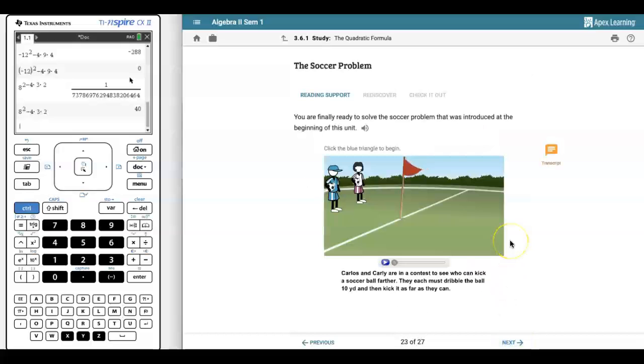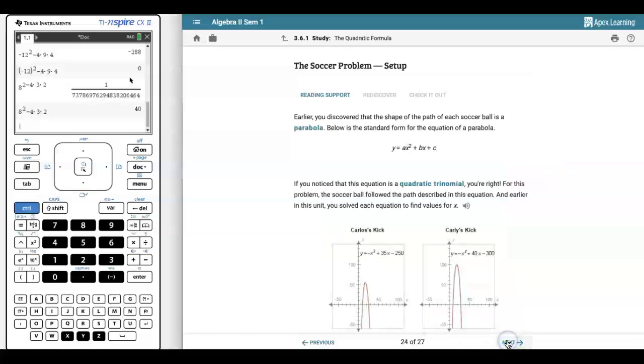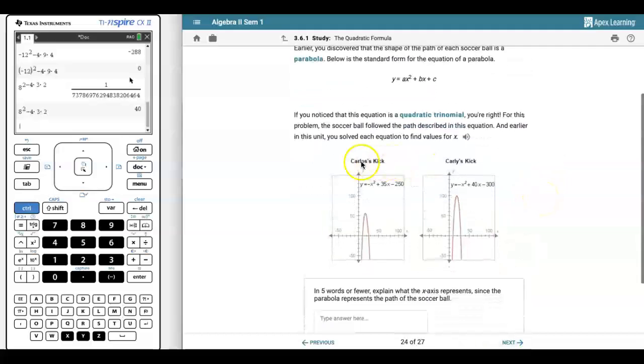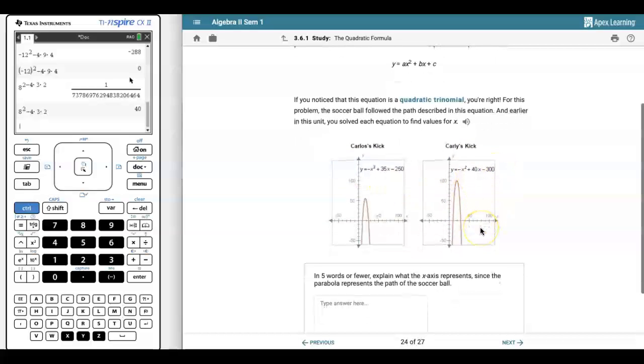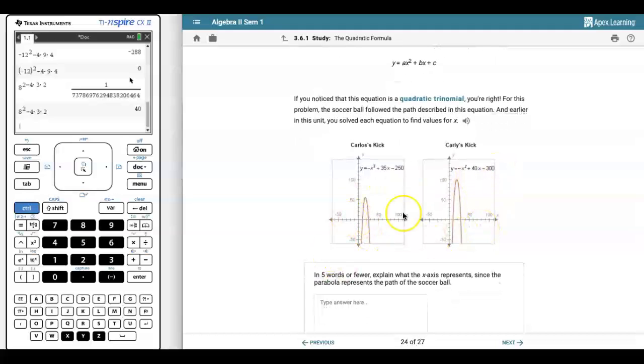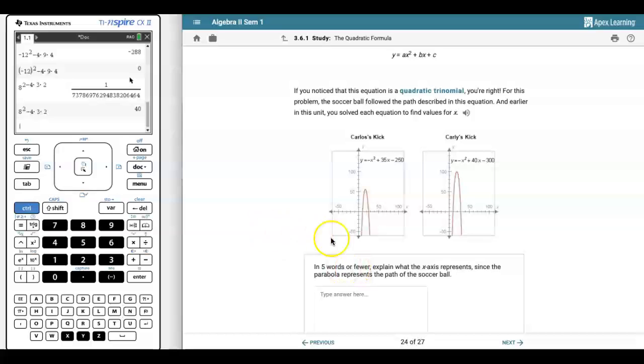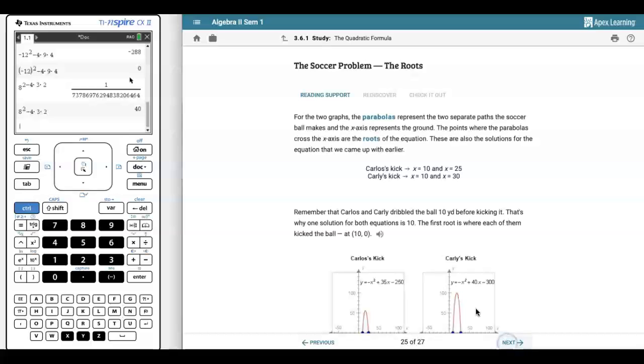All right. And then finally, the last thing I'll wrap it up with is the soccer problem. Trying to figure out who kicked the soccer ball further. Now, Carlos's kick looked like this, and Carly's kick looked like this, and it had 2 different equations. If the graph looked like that, it's asking what does the x-axis represent, since the parabola represents the path of a soccer ball. The x-axis is the ground. So we got to keep it in real perspective here. The x-axis would equal our ground.